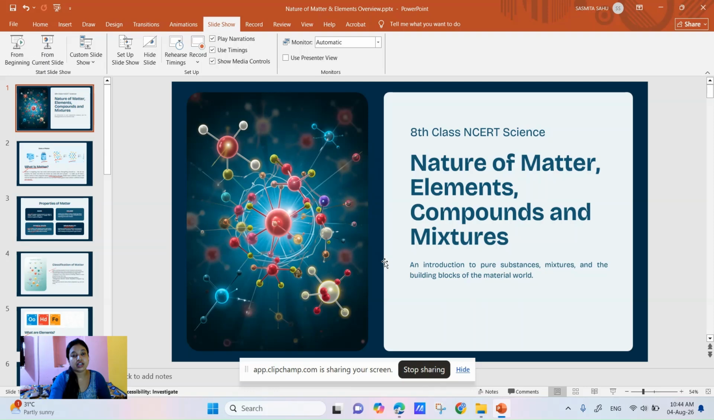Summary of key points. Matter is anything that has mass and occupies volume. Elements are pure substances made of only one kind of atom. Compounds are elements chemically combined in fixed ratios with new properties. Mixtures are physically blended with variable composition. Components retain their properties. Different separation methods, that is filtration, evaporation and distillation, are used for mixtures.